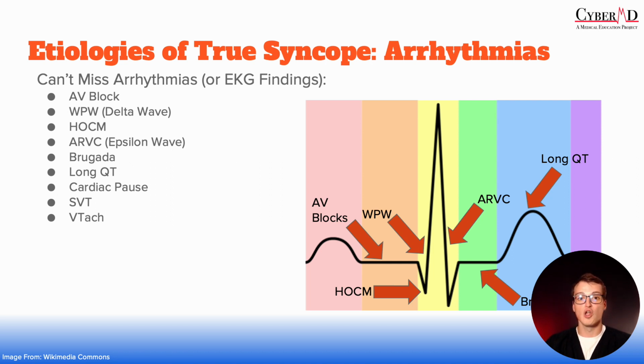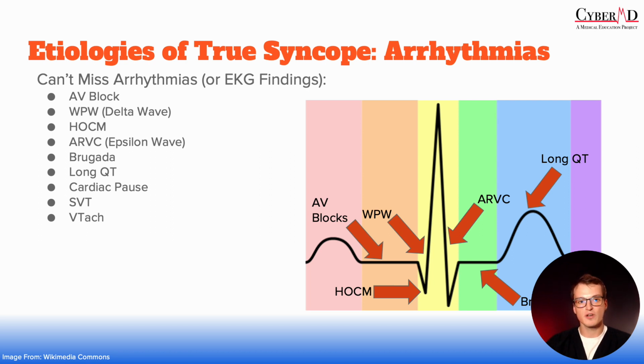Moving on, we have long QT syndrome, where the QT interval is prolonged, which predisposes individuals to go into torsades de pointes, and also this can lead to sudden cardiac death. And then we can assess for cardiac pause. A cardiac pause is just this temporary cessation of cardiac activity that's going to be seen on the EKG, and it's going to be a transient absence of QRS complexes. And that can be due to sinus pause, or AV blocks can cause this as well.